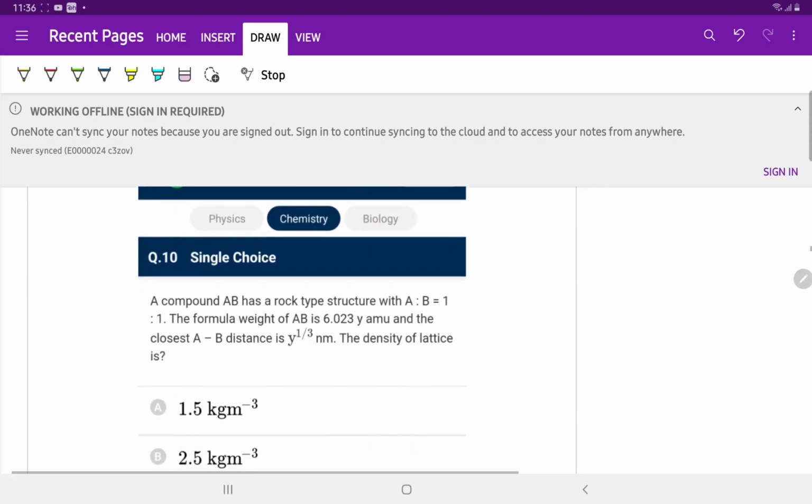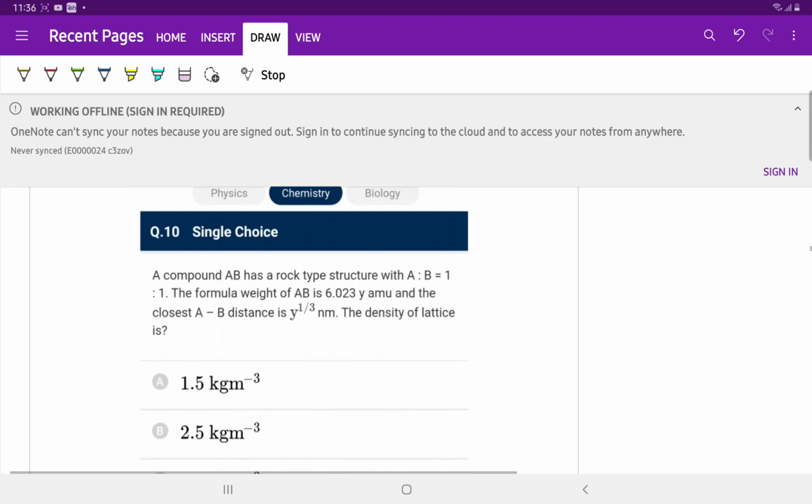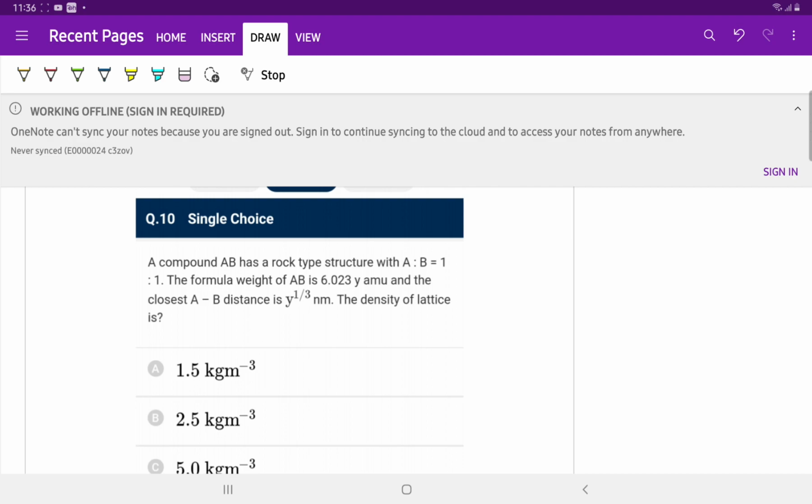Question number 10. The compound AB has a rock salt structure, NaCl type structure, with A to B ratio 1 is to 1. The formula weight of AB is 6.023 Y AMU and the closest A-B distance is Y 1 by 3 nanometer.